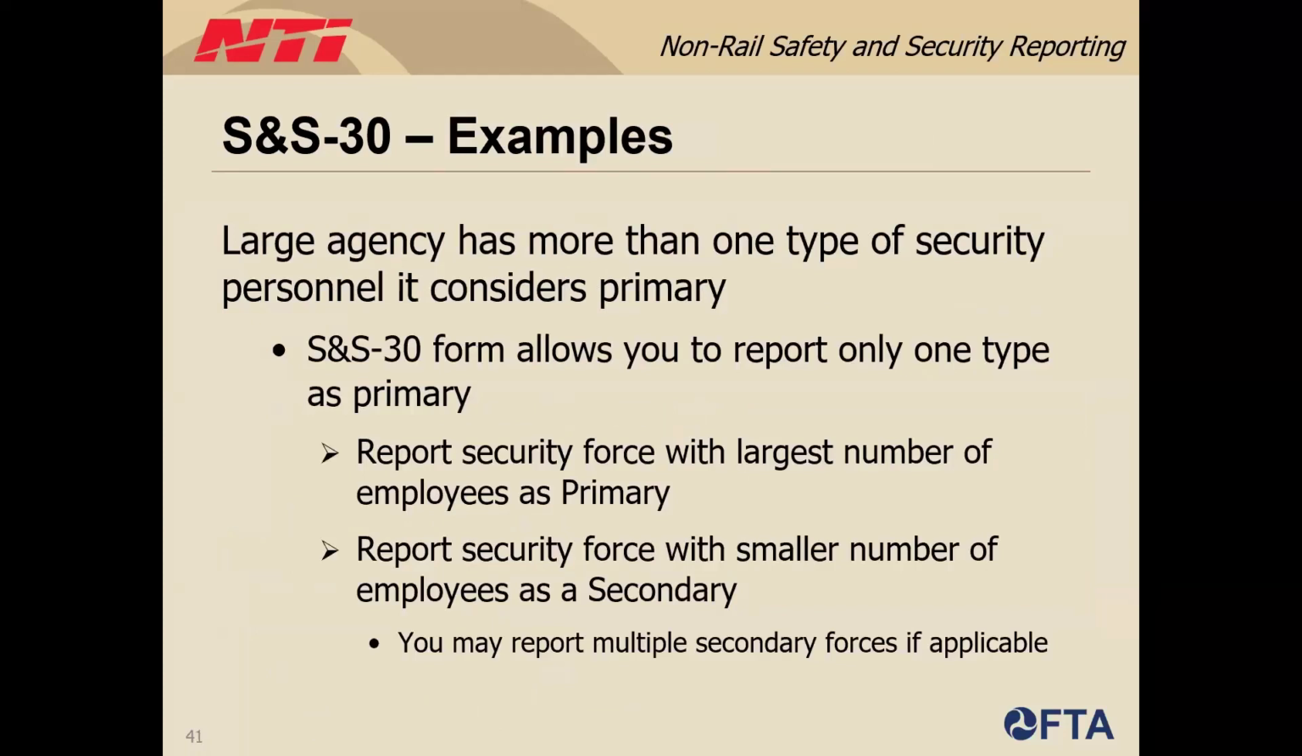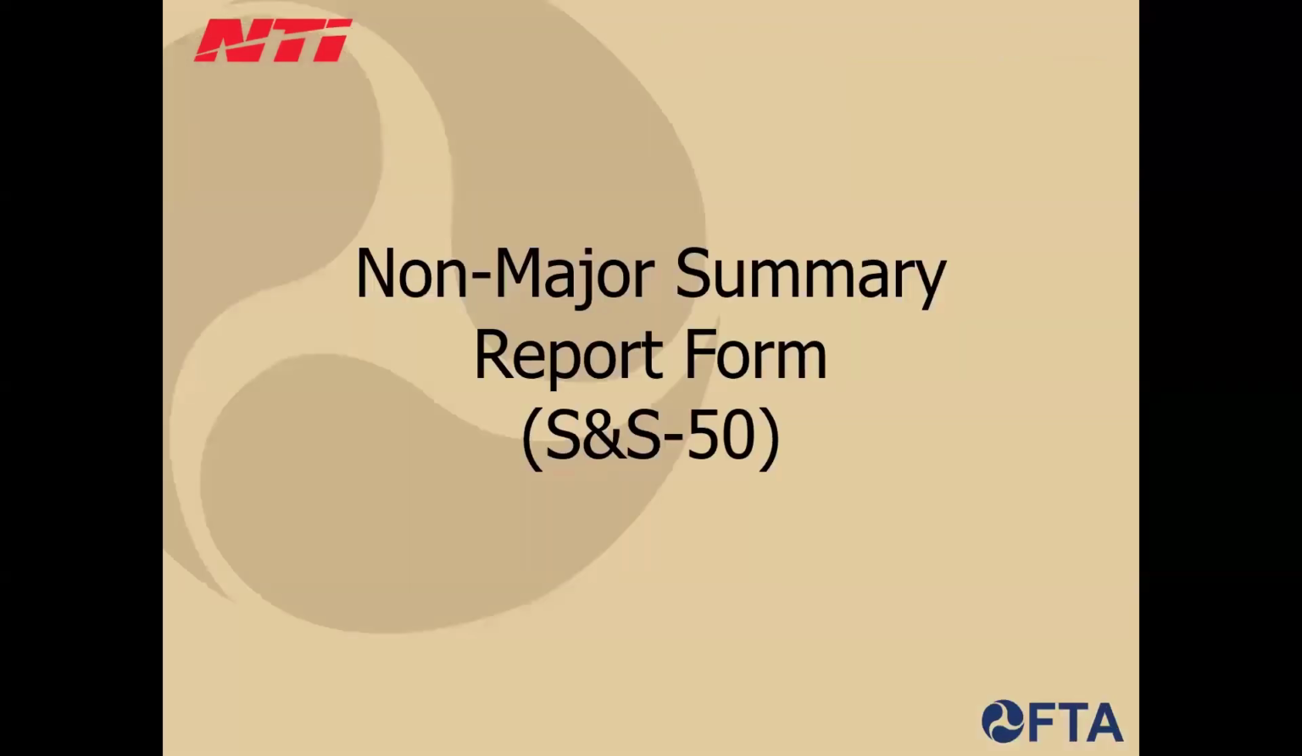The NTD only allows for 1 primary personnel type. If your agency has more than 1 type of security personnel that it considers its primary, report the force with the largest number of personnel as the primary and the other force as secondary. So larger should be your primary, smaller will be listed as your secondary. For further information on the SNS 30, please see the SNS policy manual on the NTD website or feel free to ask your analyst for assistance at any time.